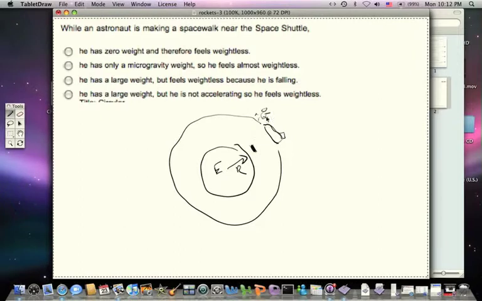This man that's on a spacewalk outside is also moving in a circle, and so there still has to be this centripetal acceleration, which means it's caused by the attraction to the Earth. So clearly he doesn't have 0 weight. He's got to have an attraction to the Earth in order to keep moving in a circle. And he's not many Earth radii away, so he doesn't have a microgravity weight. His weight's pretty appreciable, pretty close to what it is on the Earth, but he feels weightless because he's falling. And he's clearly accelerating because he's moving in a circle. So there's no question that 3 is the right answer.